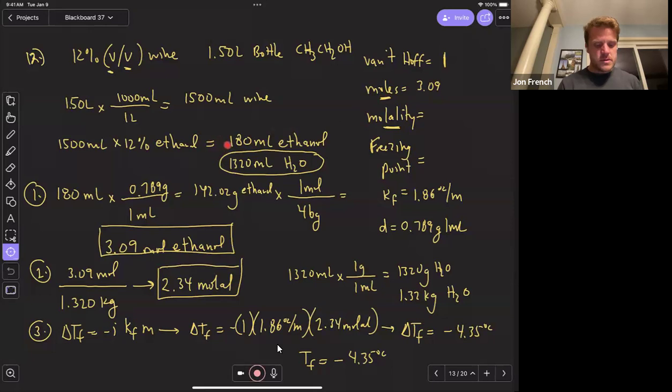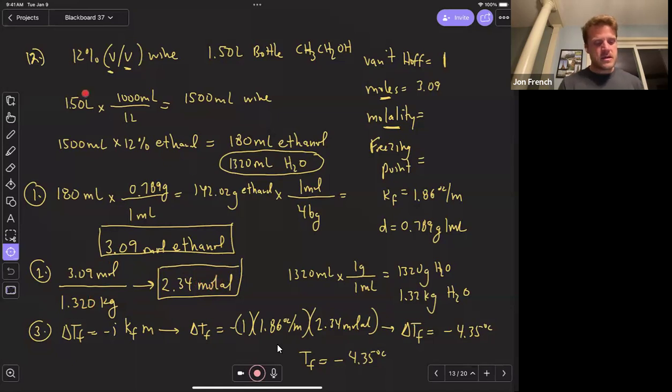Molality, we found moles. Molality is moles over kilogram solvent. So I had 1,320 milliliters of water. I know the density of water is 1 gram per 1 milliliter. So I've got 1,320 grams of water, which is 1.32 kilograms of water as my solvent. So to find the molality, 3.09 moles of ethanol divided by 1.32 kilograms of the solvent. This solution is 2.34 molal.